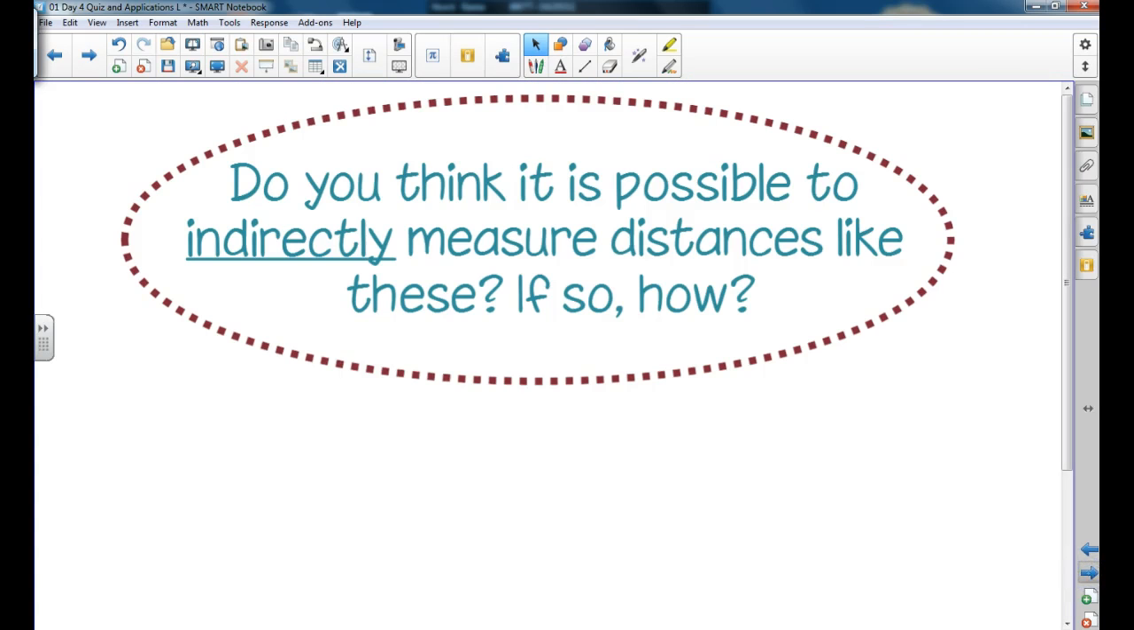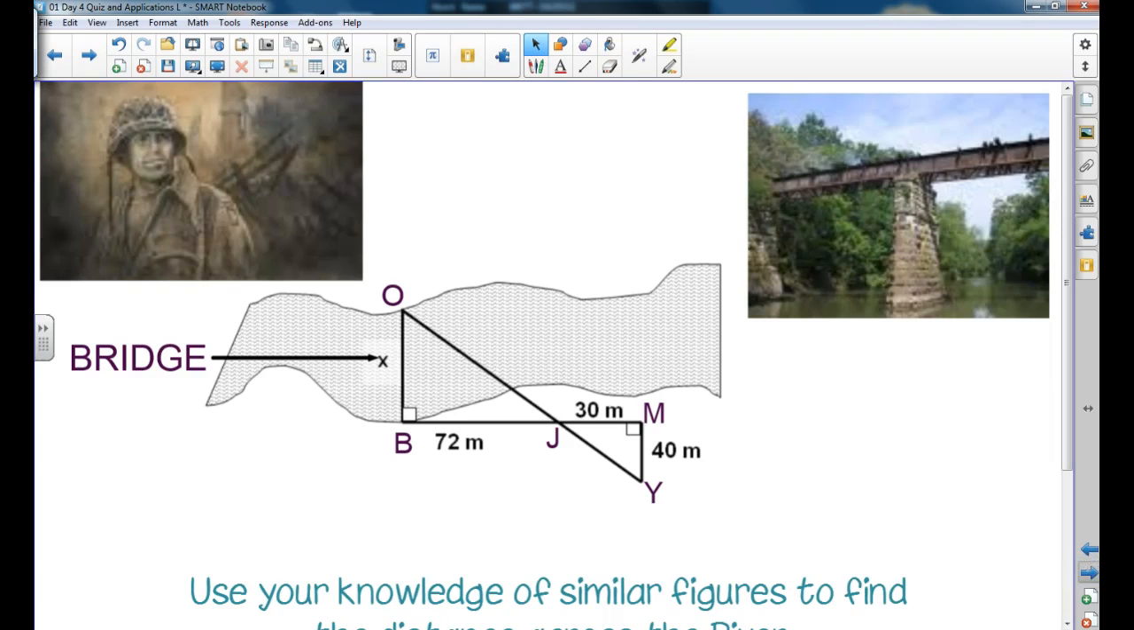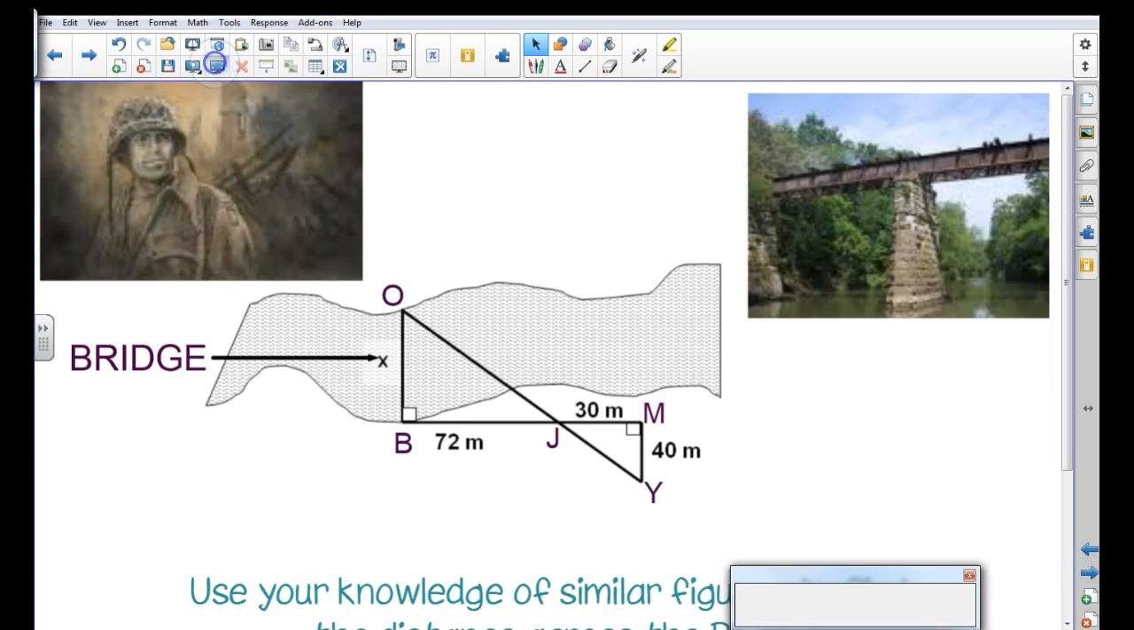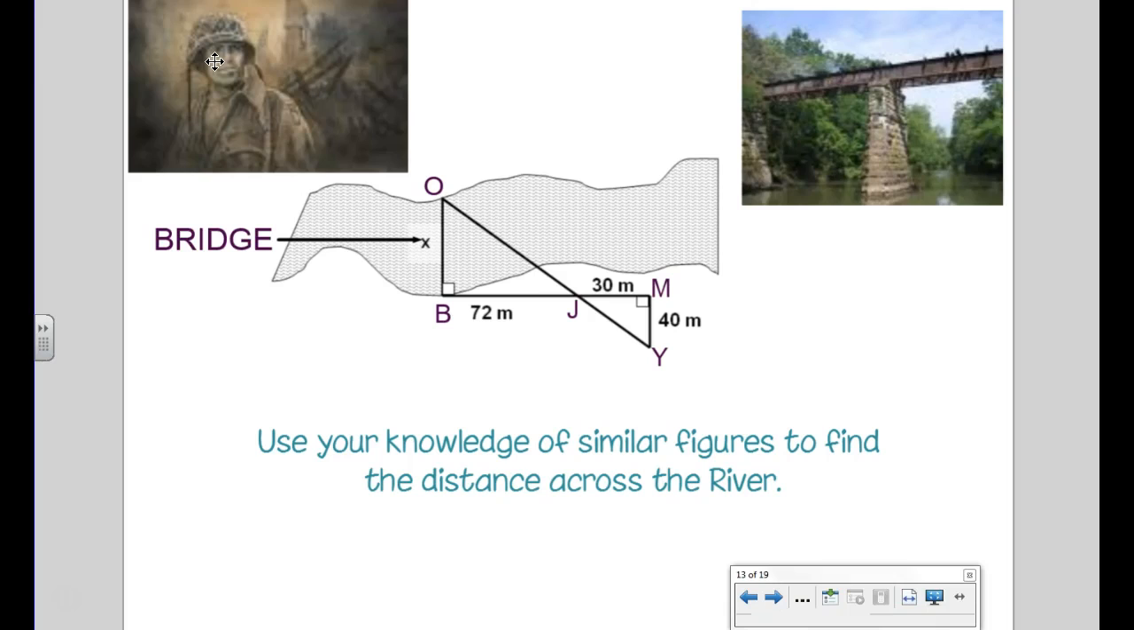So we're gonna use similarity, and we can find how to measure the distance across things that we couldn't actually measure. And you've been doing this in some of your worksheets already, but today we're really gonna focus on the word problems. All right, so go ahead and draw that picture in your notes or on your whiteboard, and pretend that you are that combat engineer, and you had to find out how far the distance was across that river.